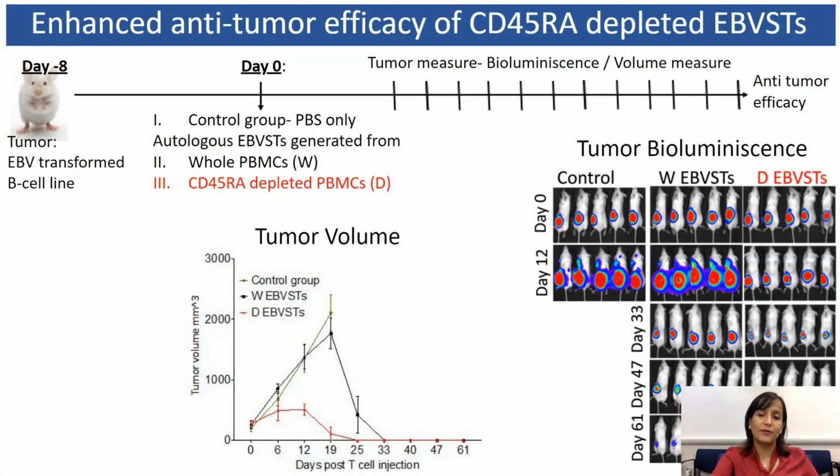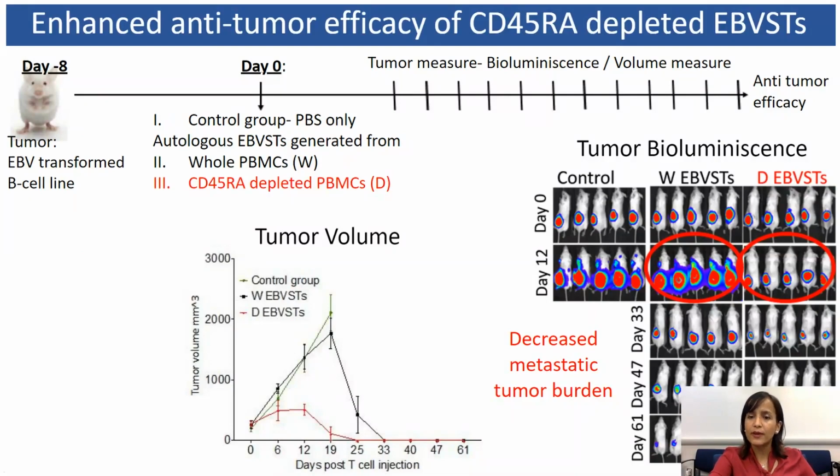Even though both groups, whole EBVSTs in black and RA-EBVSTs in red, do go on to clear tumor at the end, you should be able to notice this early rapid control of tumor by our RA-depleted EBVSTs, which is also related with this decreased metastatic tumor burden, as shown in this bioluminescence imaging. You can notice that our mice that received RA-depleted EBVSTs lack that metastatic tumor, which is observed in whole EBVSTs. And this rapid tumor control will be important in patients where we are really trying to control high physiological tumor burden.